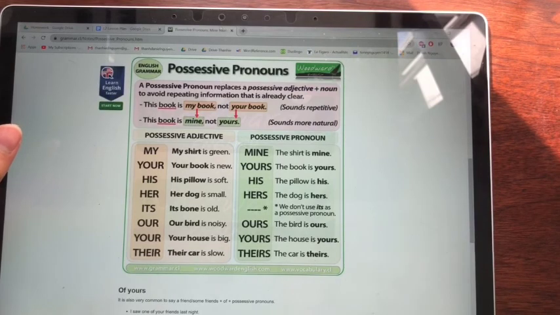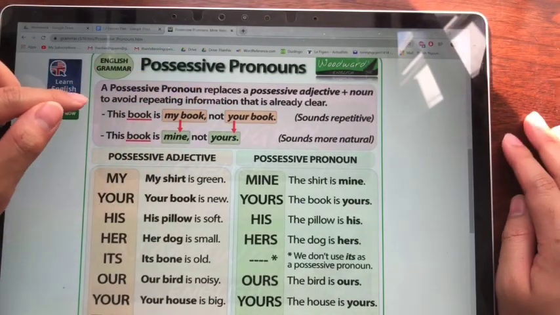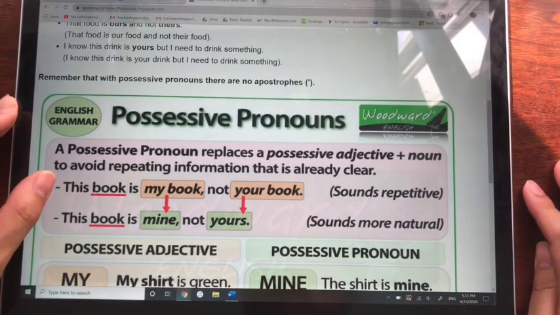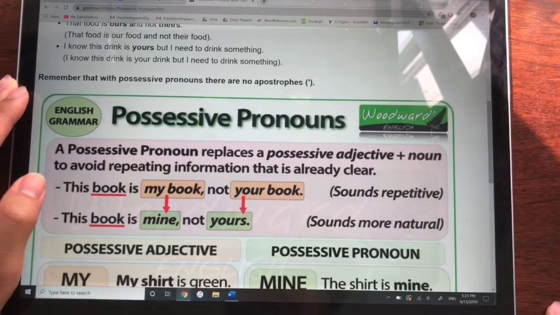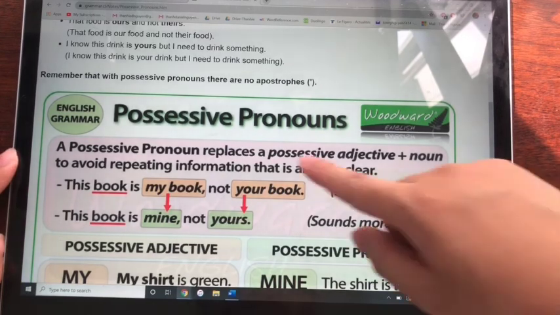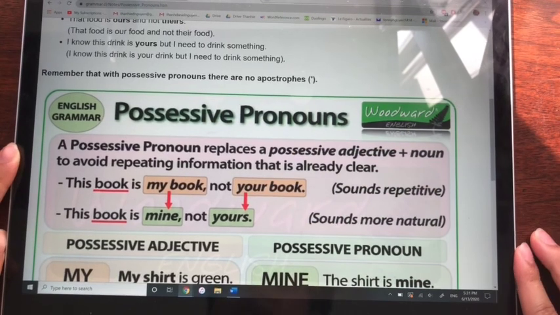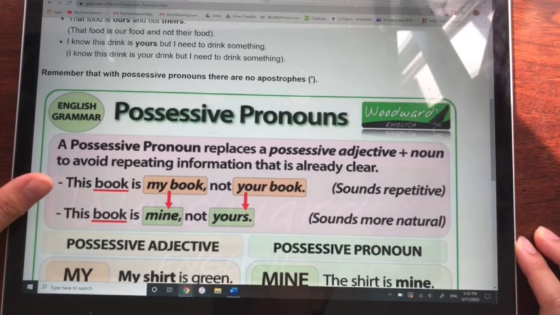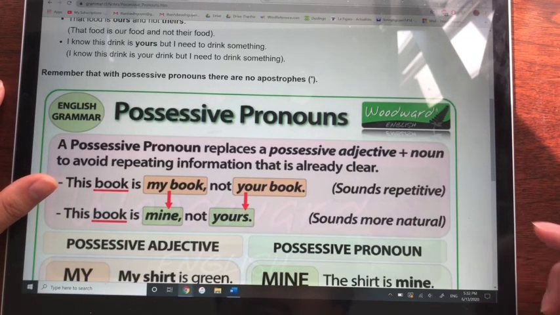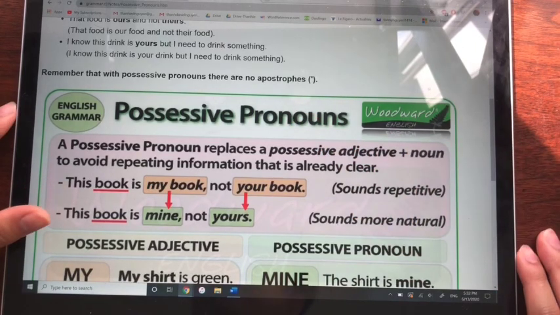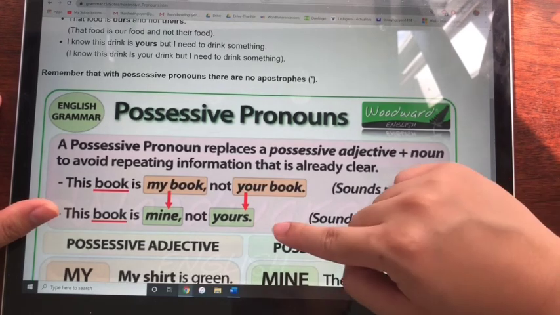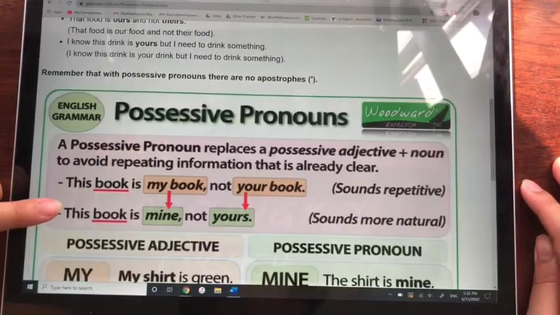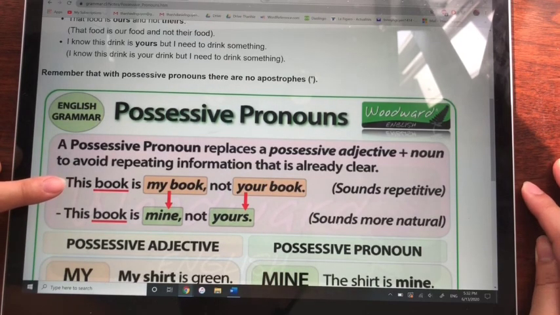So, the possessive pronouns. We use these to replace the possessive adjective and noun if we don't want to say something again. So, we have the sentence, this book is my book, not your book. In this sentence, we say the word book 3 times. So, if we don't want to say the word book 3 times, we can use the possessive pronouns. Remember, pronouns can replace nouns or objects, so they can replace the word book. If we want to say the full sentence, we can say, this book is my book, not your book. If we want to replace the word book with the possessive pronouns, we say, this book is mine, not yours. This sentence is shorter. It has the same amount of information, but it sounds better. So, Americans will say this sentence. They rarely say the other sentence.